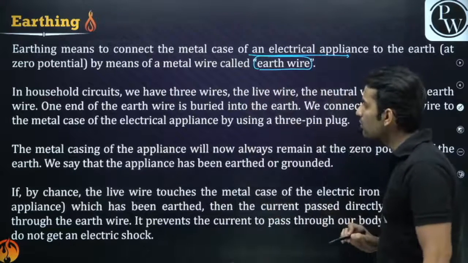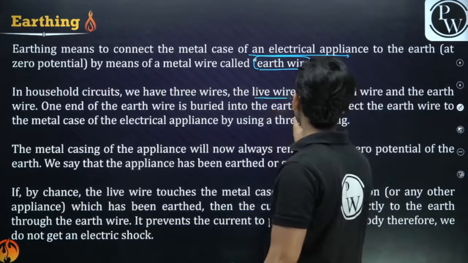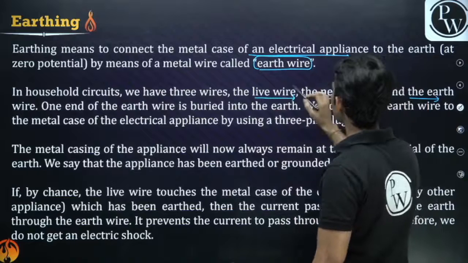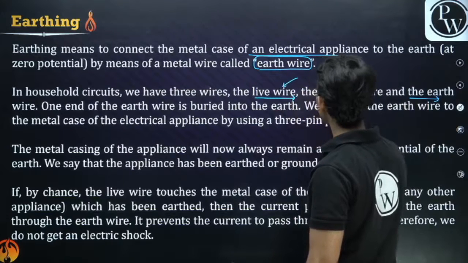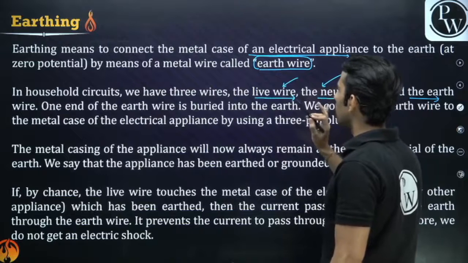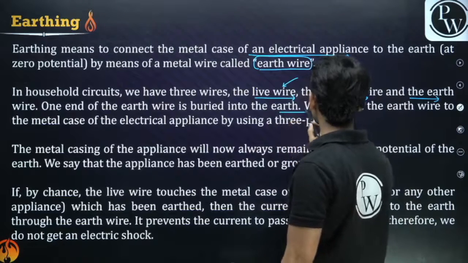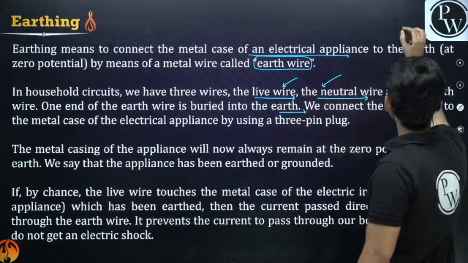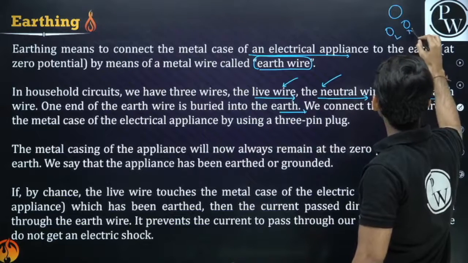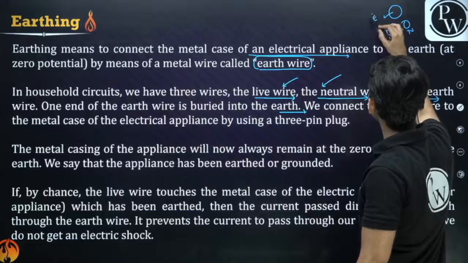So in a household circuit, we have three wires. We have a live wire, we have a neutral wire, we have an earthing wire. Live wire means in which current is there, it has certain potential. Neutral means no current will be there. The earth wire is buried into the earth, right? So basically you must have seen a 3-pin plug. This is for the live wire, this is for the neutral wire, this is for earthing, the bigger one, right?